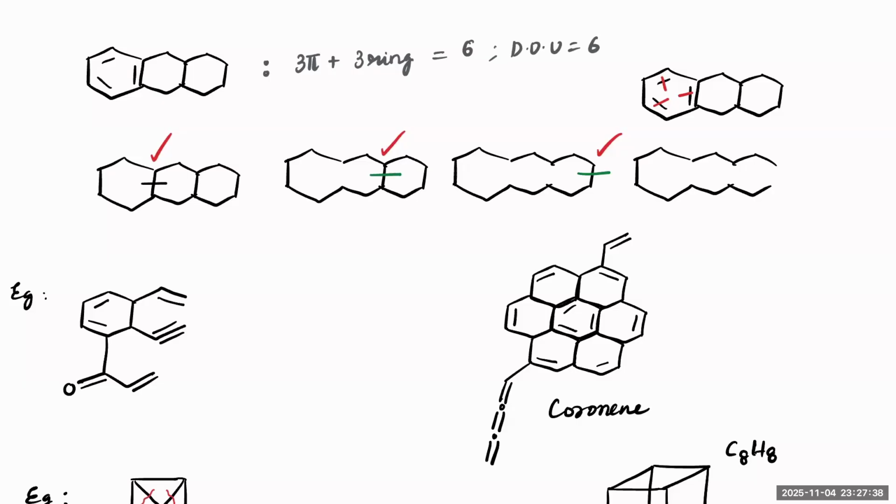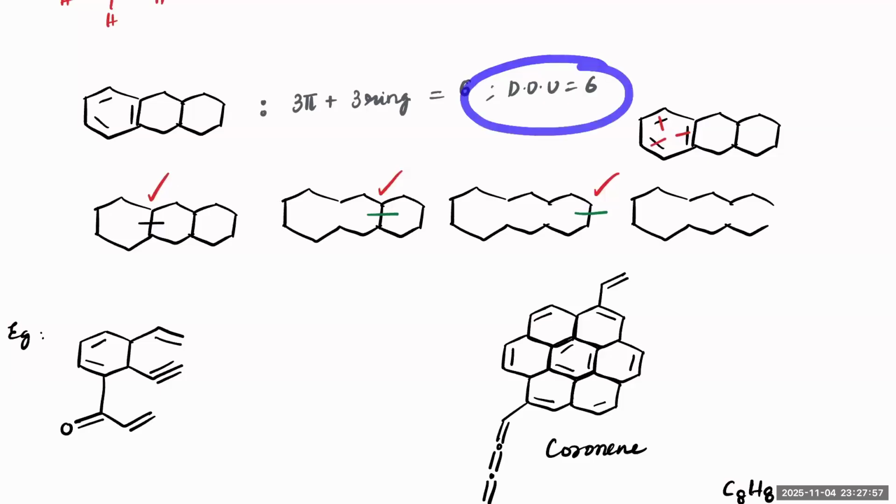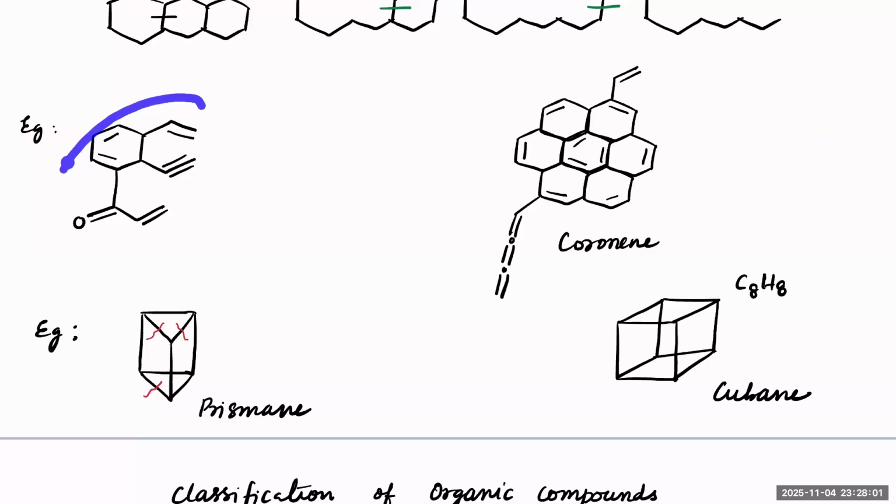So here also, if you break it here, if you break it here, 1, 2, 3, 4, 5, 6. Sorry, not 7, 6. You can see 1, 2, 3, 4, 5, 6. So total 6 DOU. So that's what I have written here. Clear?